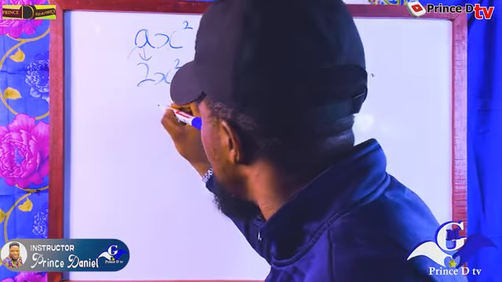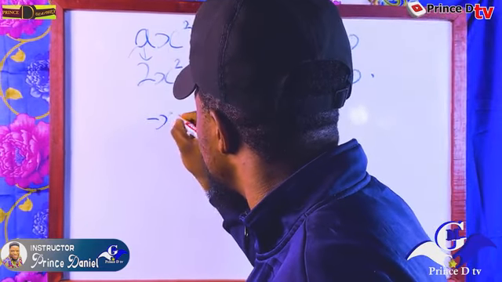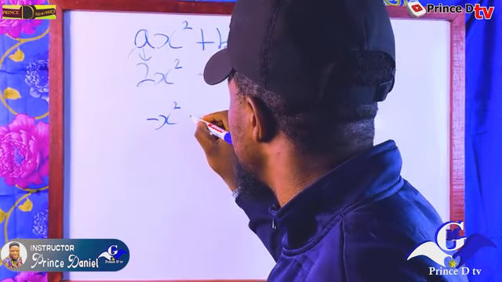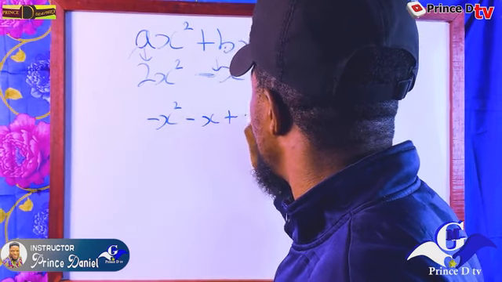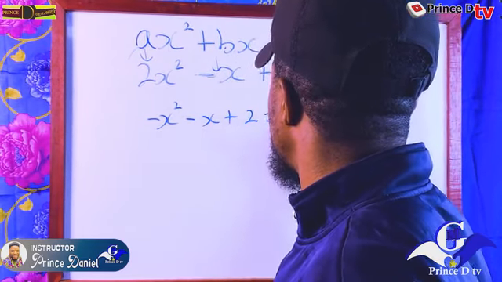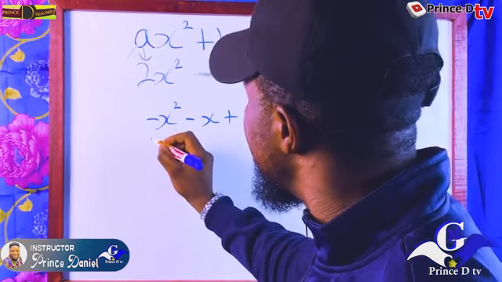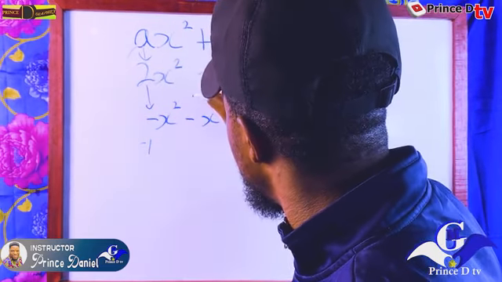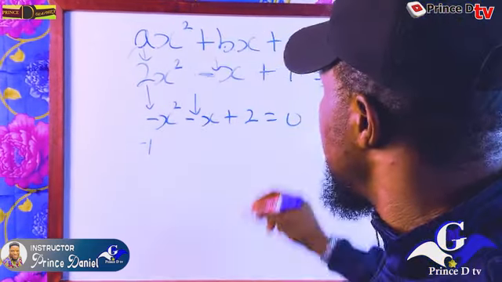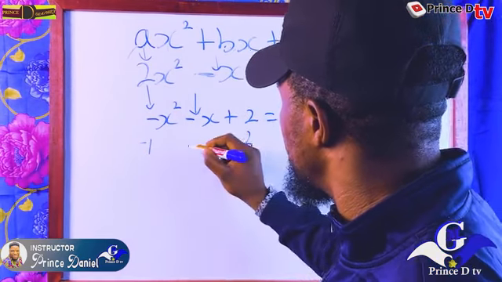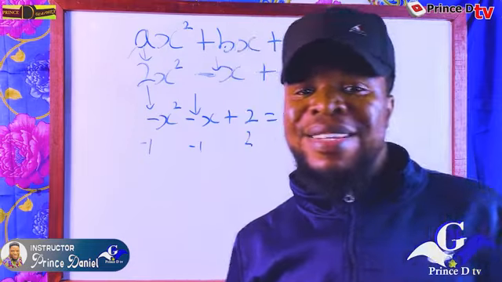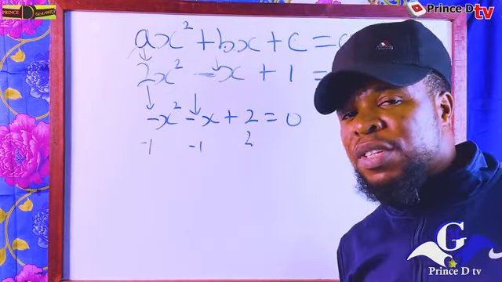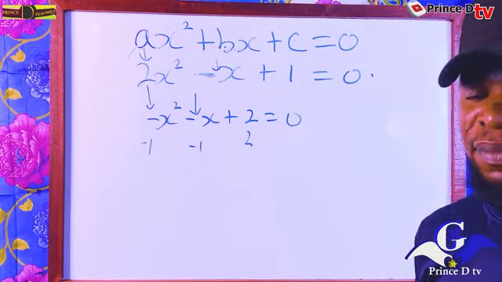Remember, our x squared can also have a hidden coefficient. So another example, we have negative x squared minus x plus 2 equals 0. So our a here is negative 1. Our b again is negative 1. And of course, our c is 2. So that is exactly how you identify the constants a, b, c.